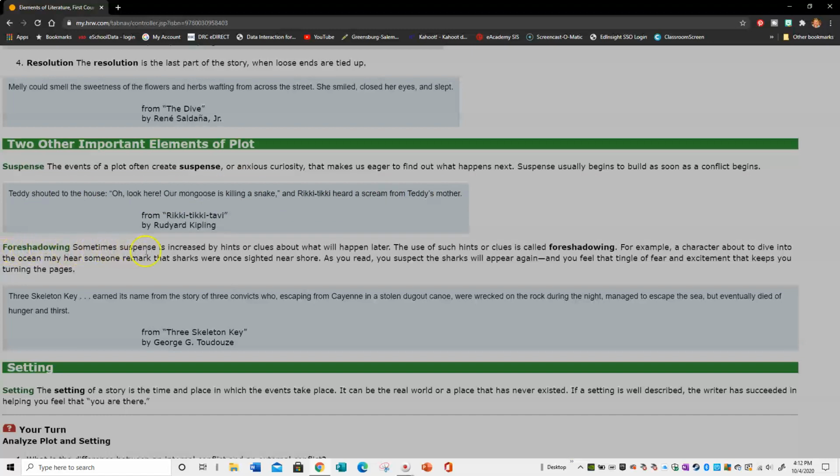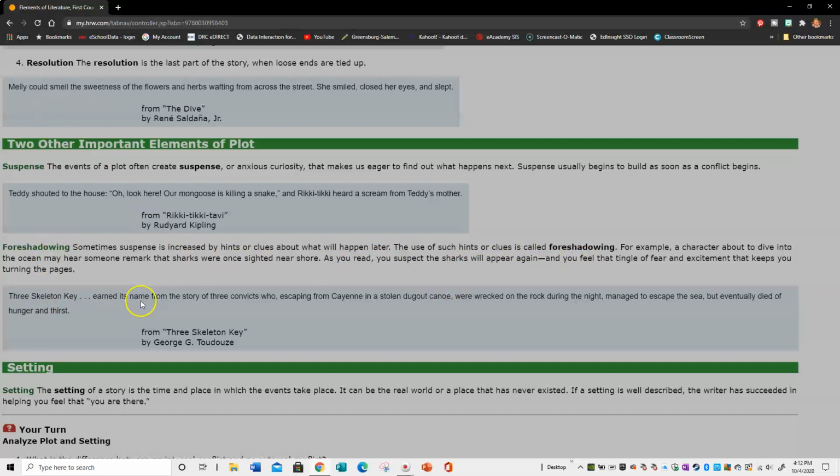Foreshadowing. Sometimes suspense is increased by hints or clues about what will happen later. The use of such hints or clues is called foreshadowing. For example, a character about to dive into the ocean may hear someone remark that sharks were once sighted near the shore. As you read, you suspect the sharks will appear again, and you feel that tingle of fear and excitement that keeps you turning the pages.